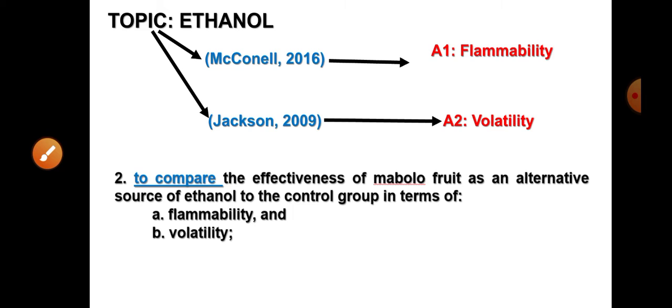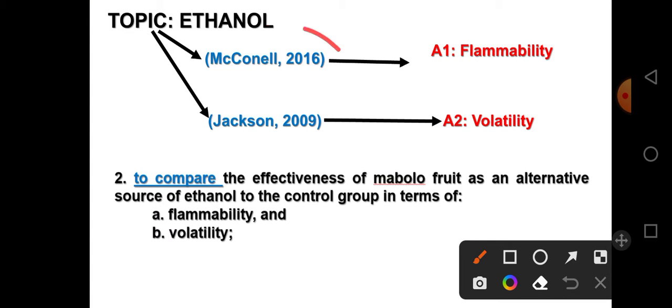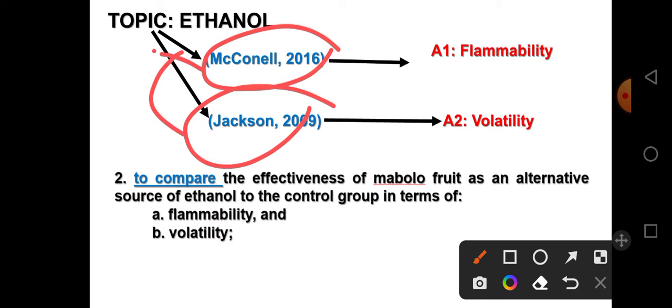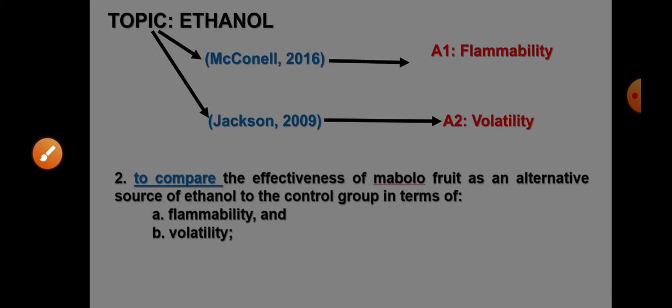Therefore, that is our sixth guideline. Our specific objectives must be based from our RRL. So that is our sixth guideline. And take note, class, that our RRLs here shall relate to our research topic. Such variables shall be obtained through the use of RRLs related to our research topic. And that will bring us to our next guideline.